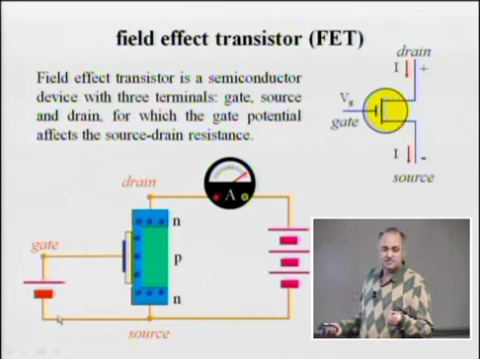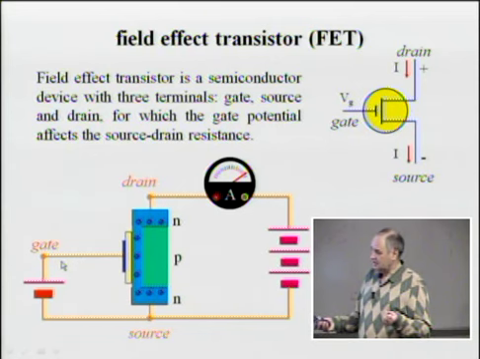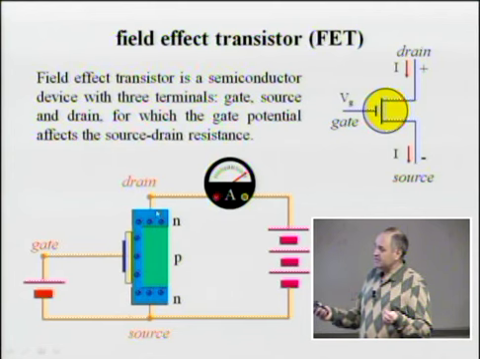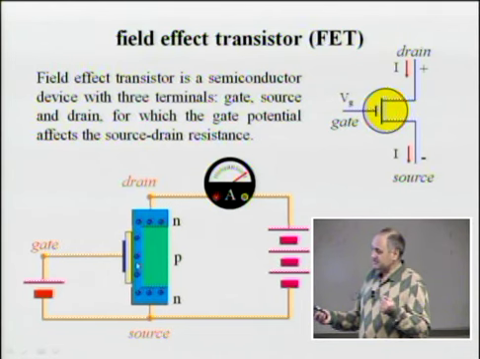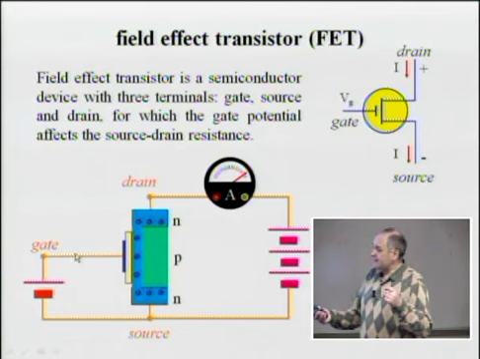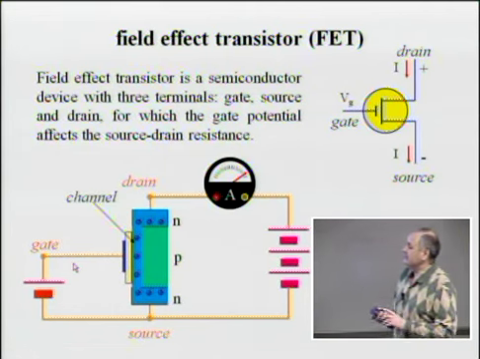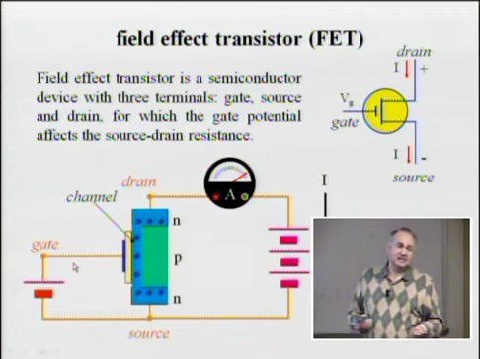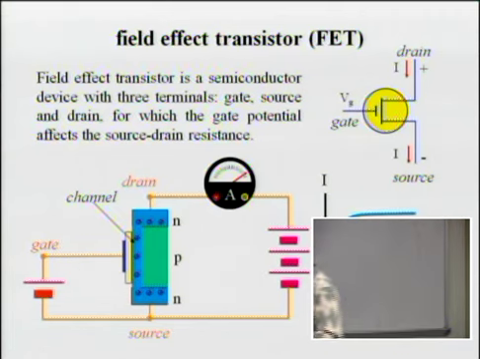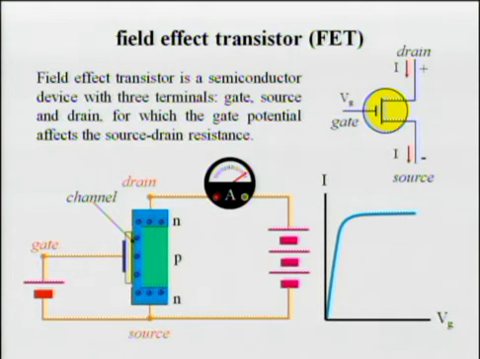Its resistance drops. If potential here is low, the channel is not formed, and resistance is high. When potential at the gate increases, it creates a channel, and the width of the channel depends on how high the potential of the gate is. So we obtain the same type of characteristic, except that this time instead of base current, we have gate potential. Gate potential controls the current between drain and source.